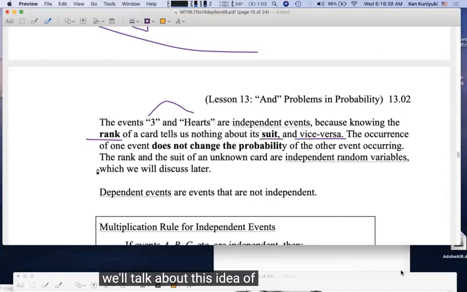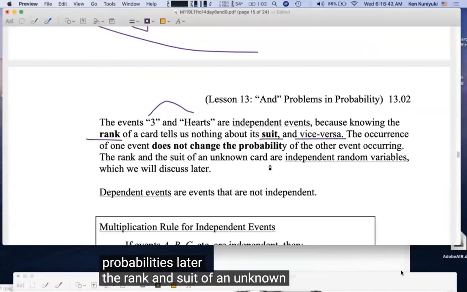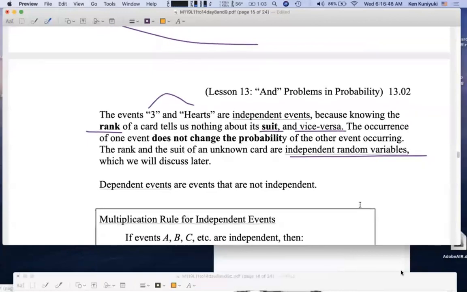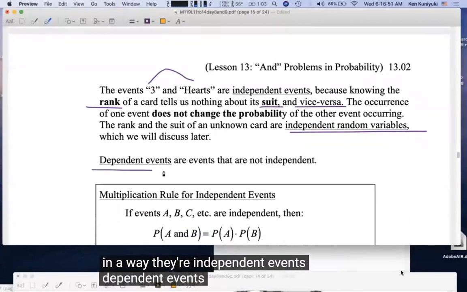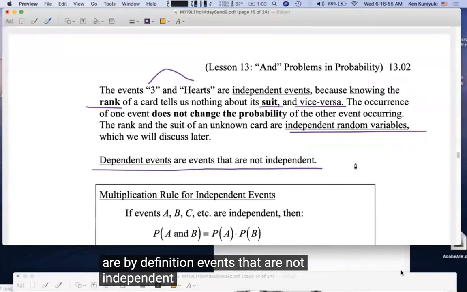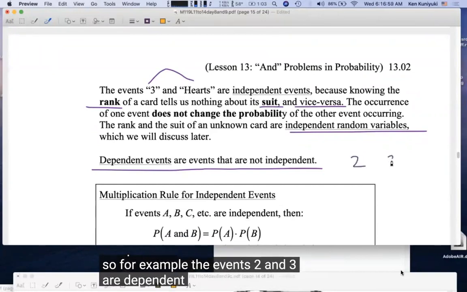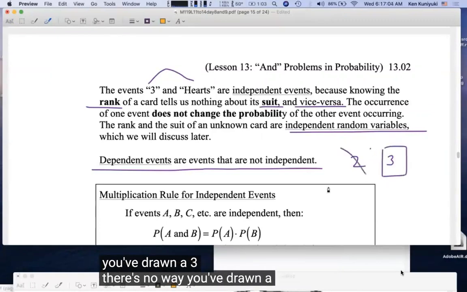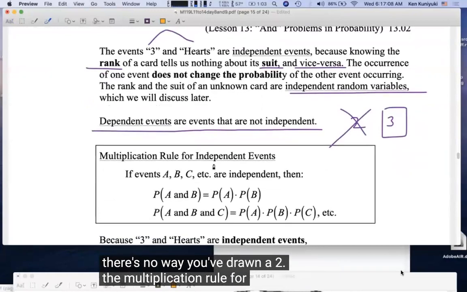We'll talk about this idea of updating probabilities later. The rank and suit of an unknown card are independent random variables. In a way, they're independent events. Dependent events are, by definition, events that are not independent. So for example, the events 2 and 3 are dependent because if you know that you've drawn a 3, there's no way you've drawn a 2. The multiplication rule for independent events.